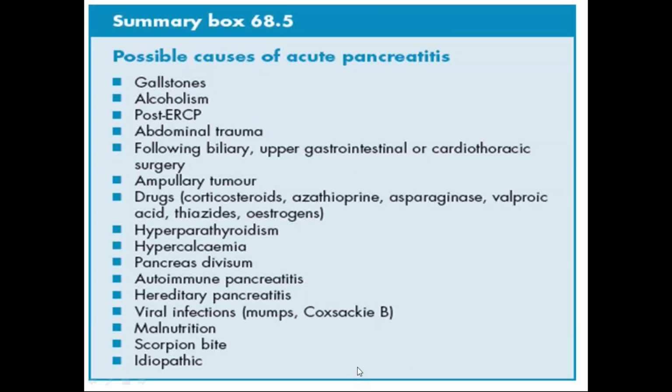This table summarizes different causes of acute pancreatitis. The most common is gallstones. Second most common is alcoholism, and post endoscopic retrograde cholangiopancreatography, a complication of the procedure, which can be seen in roughly 2 to 3% of cases. Another cause is abdominal trauma, or following any surgery in the region of the pancreas, like biliary, upper gastrointestinal, and cardiothoracic surgeries. It is also a feature of ampullary tumors.